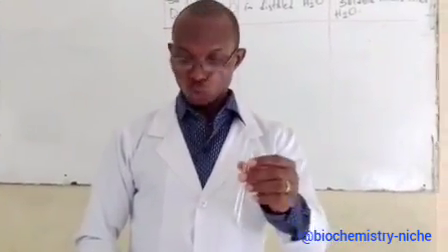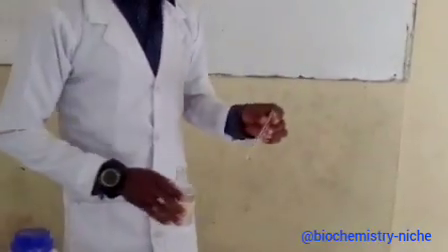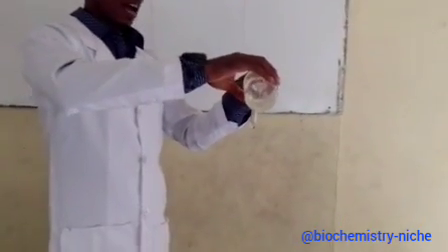So what I want to do now is, I want to add to my sample D barium chloride. So this is my reagent, barium chloride. So I will add a few drops of the barium chloride to my sample D and we'll see what happens from that.